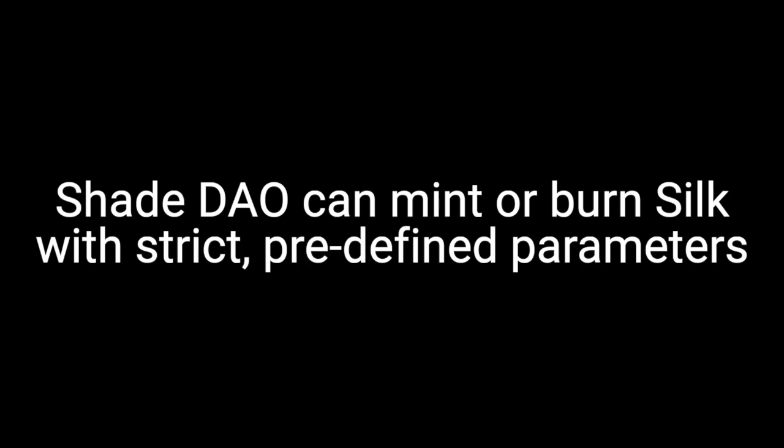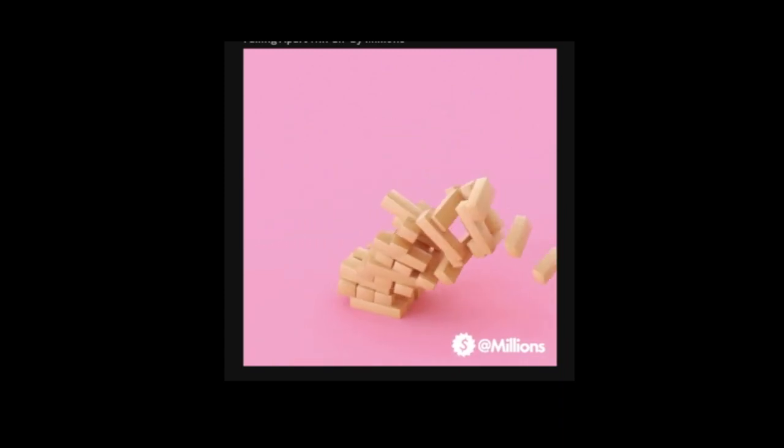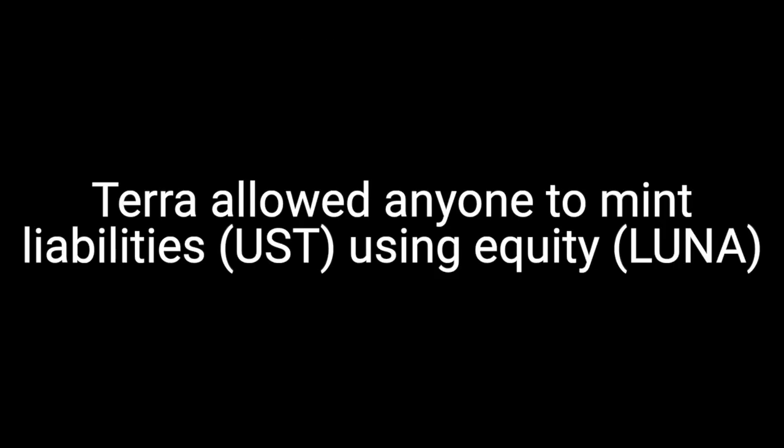BCM allows the protocol to mint or burn Silk in a very specific context with very specific and strict parameters. With Terra and UST, anyone in the world could mint liabilities. That is, they could burn Luna to mint UST. This was their supply creation mechanism, which was at the heart of open liability issuance. Anyone can mint liabilities. And this approach turned their supply absorption mechanism into an enormous attack vector.